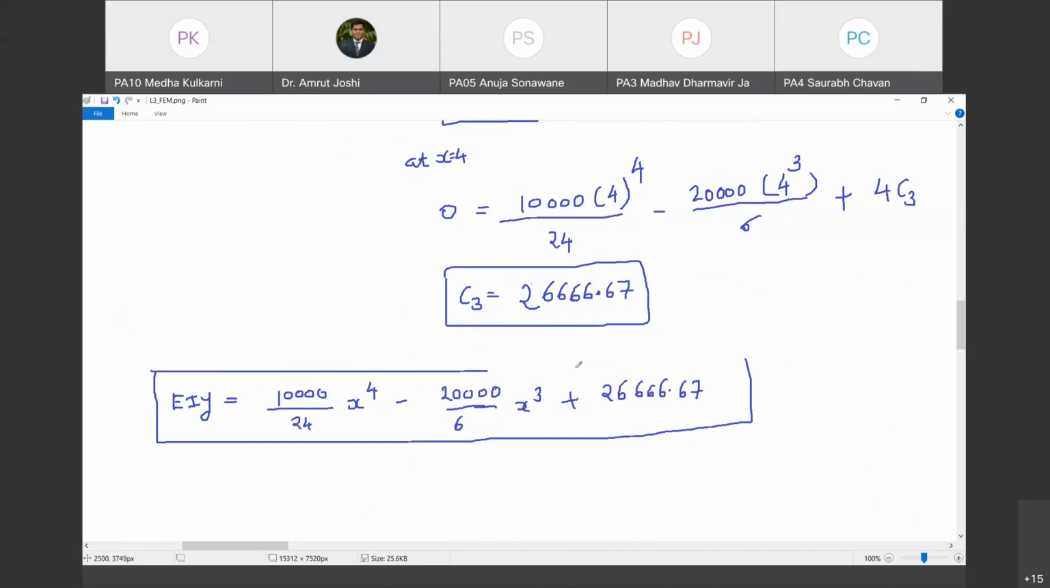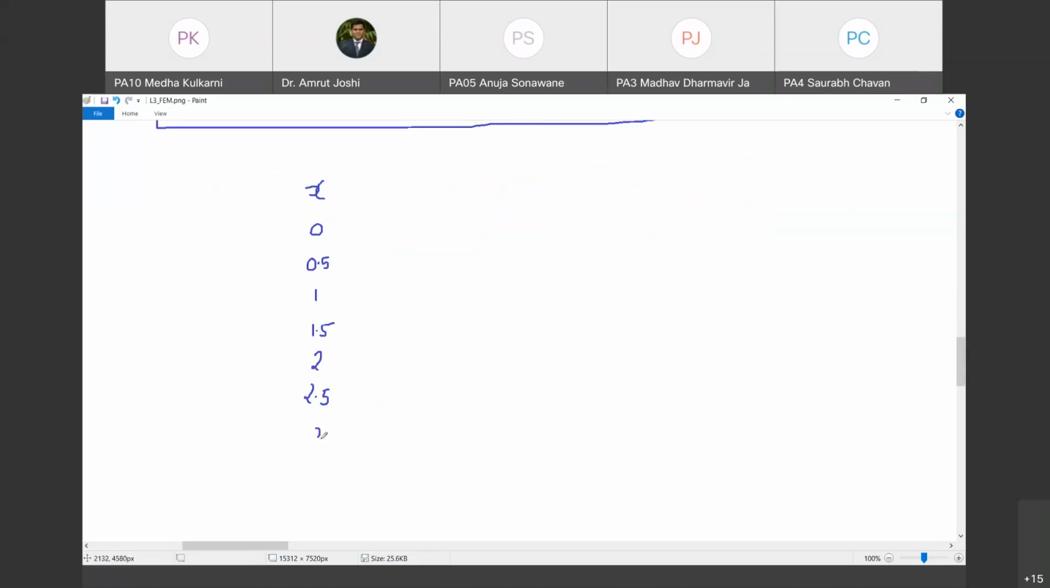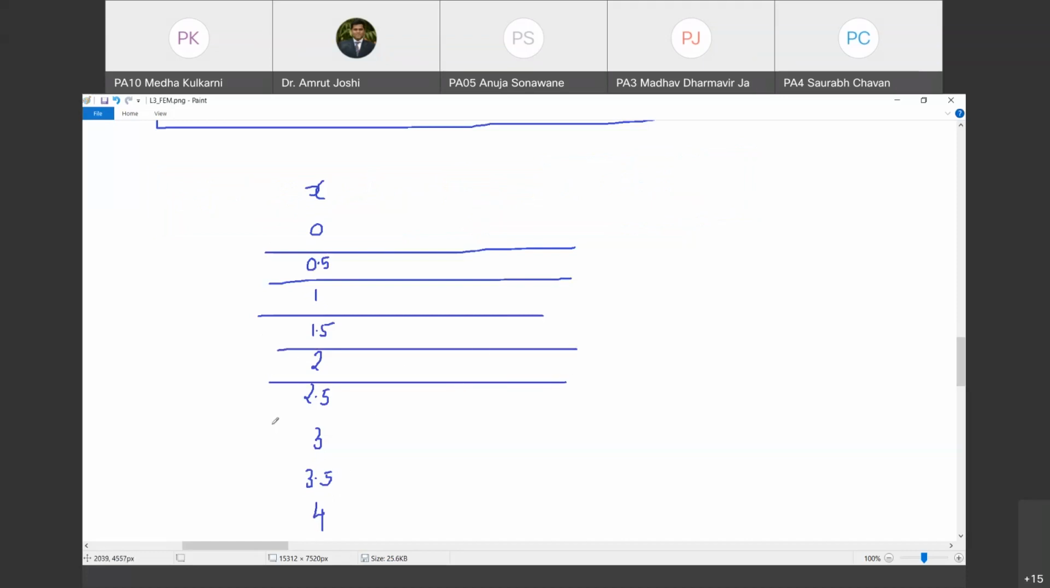So what is the value of y? This is the solution. The value of y will be 1 upon EI into this expression. Do you agree with me? Now we are going to do a small exercise. I am going to consider various values of x. So let us consider x to be 0. Then we are going to consider x to be 0.5. Happy? Then x equal to 1, 1.5, 2, 2.5, 3, 3.5 and 4. Happy? And you are going to tell me the value of y. So calculate it.